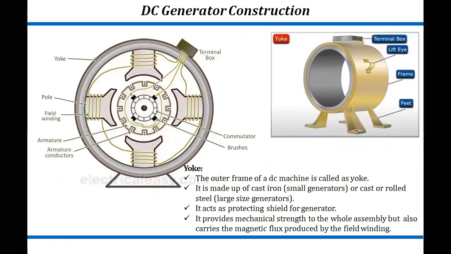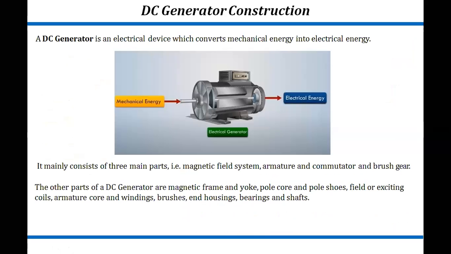What we are saying about the DC machine, if you see the DC generator construction will look like this. The outer covering, we are saying the outer covering as a yoke. So if you see, theoretically the DC generator and the DC motor both are having the same general construction.